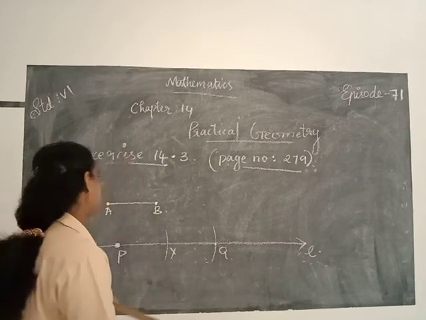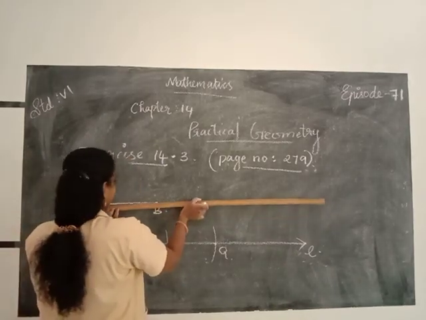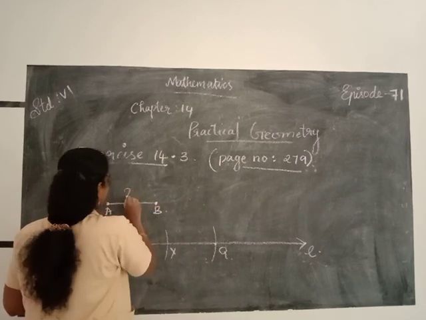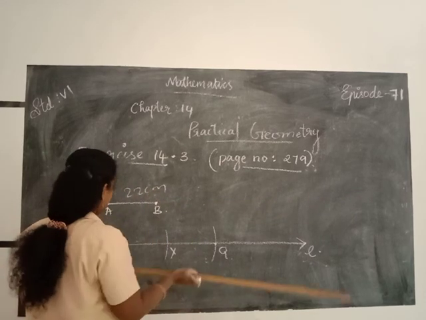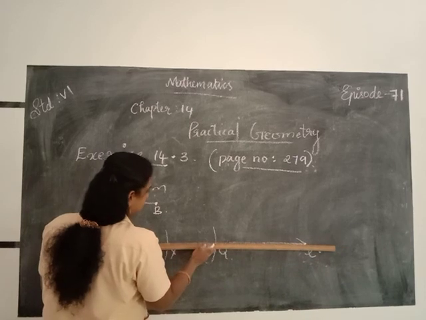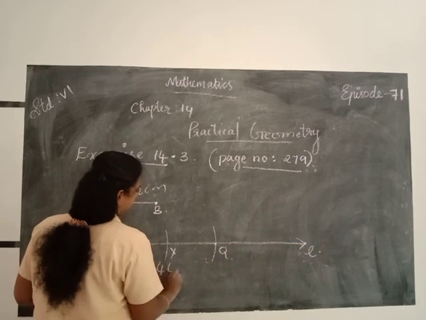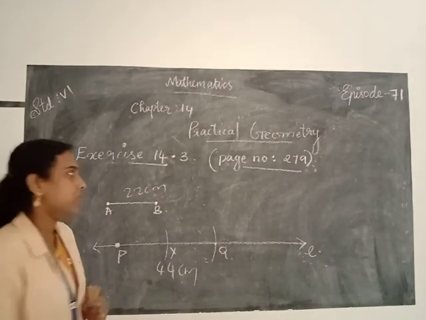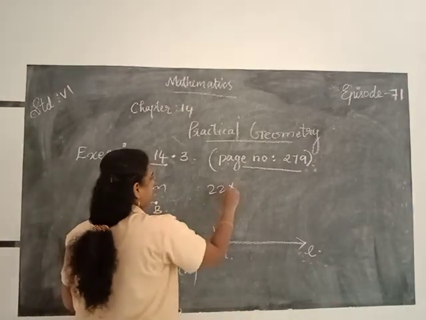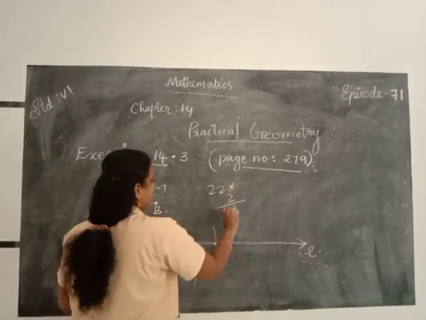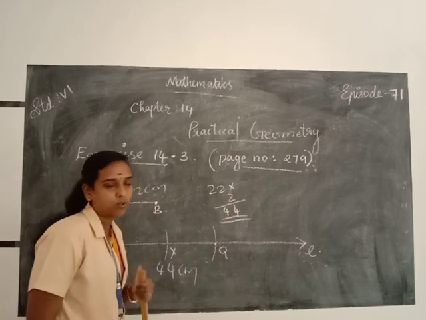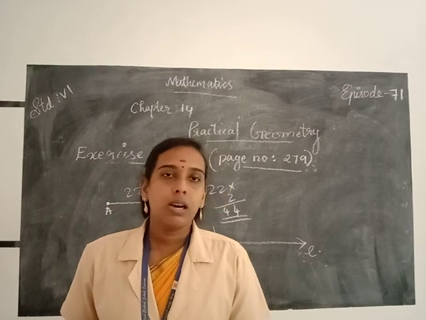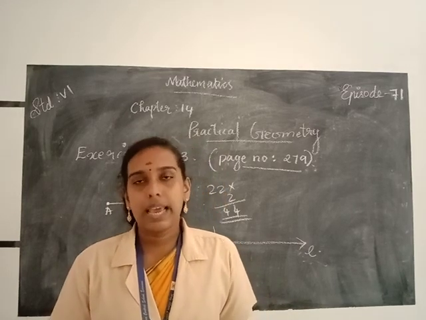And here this line segment AB measures 22 centimeters, and line segment PQ measures 44 centimeters. So 44 centimeters is twice 22 centimeters. If we multiply 22 by 2, we get 44. So in this way we can make a line segment which is twice the given line segment.